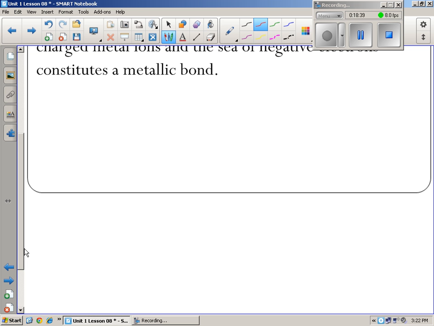Not necessarily. There's many, many, many factors that factor into that. So that's a good assumption, but not necessarily true.